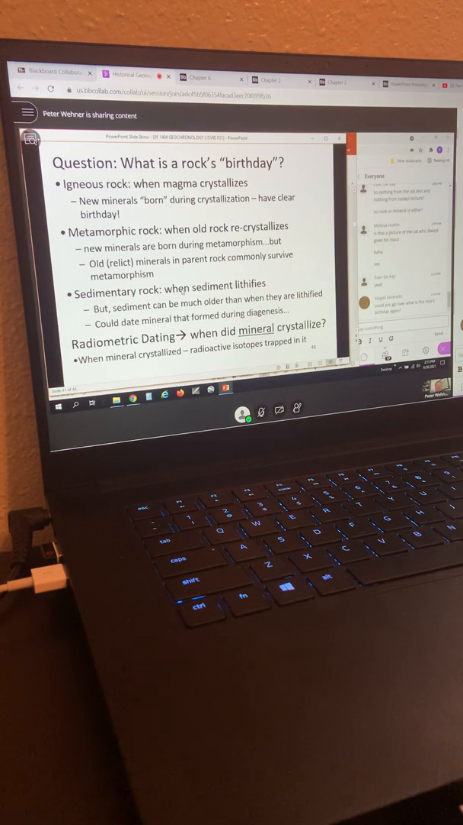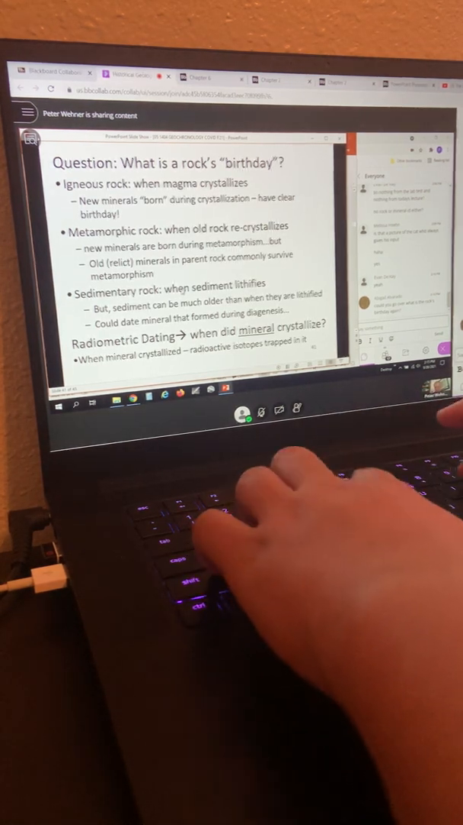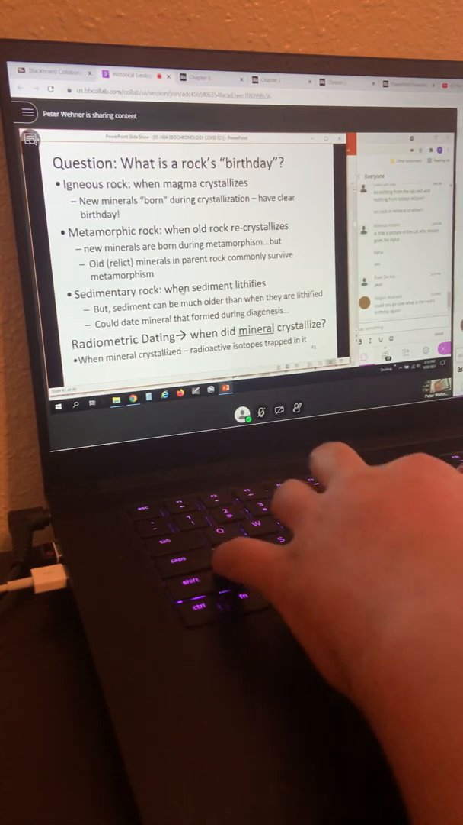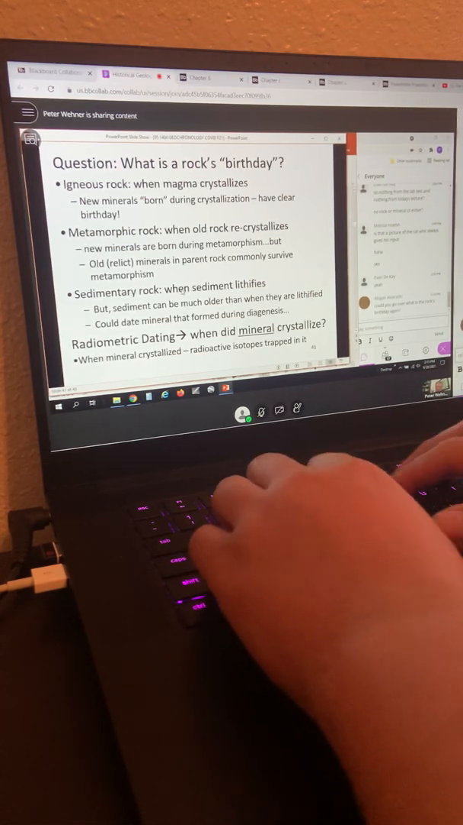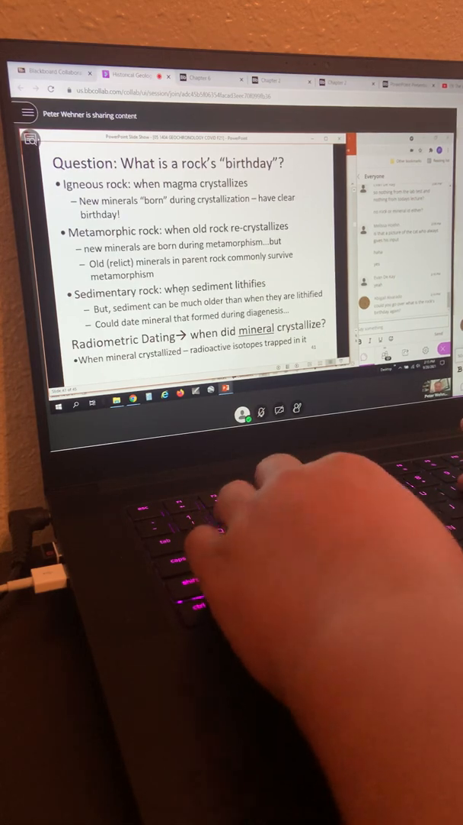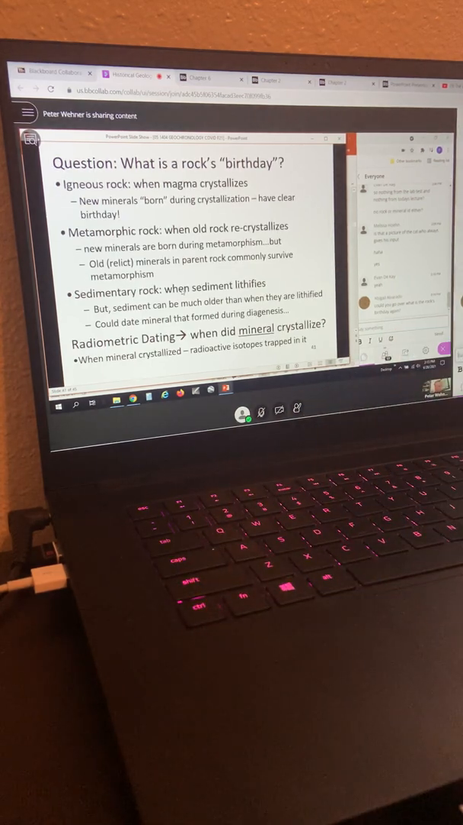That's the problem. So igneous rocks, not a problem. Metamorphic rocks, for the most part, not a problem. Sedimentary rocks, a bit of a problem. Radiometric dating doesn't work well, because if we radiometrically date a crystal, we're likely to find the crystal is much older than the date of lithification, which is what we really want to know.